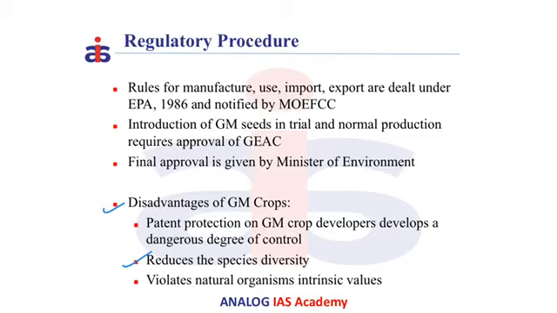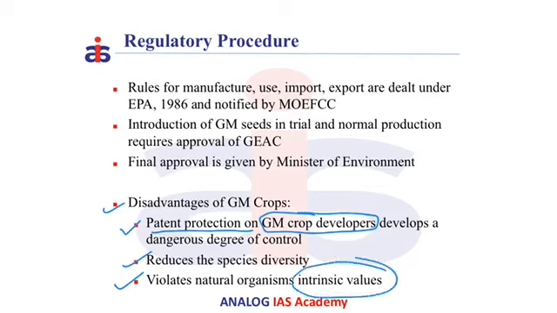It also gives patent protection to the GM crop developers. The cost for developing GM crops is very high, which is usually borne by big companies such as Monsanto, etc. And the patent protection on these GM crops will give them a monopoly, as they will not share the patent, thus creating economic imbalances in the country. GM crops also violate the natural organism's intrinsic values, as we are tweaking the DNA of that particular organism.